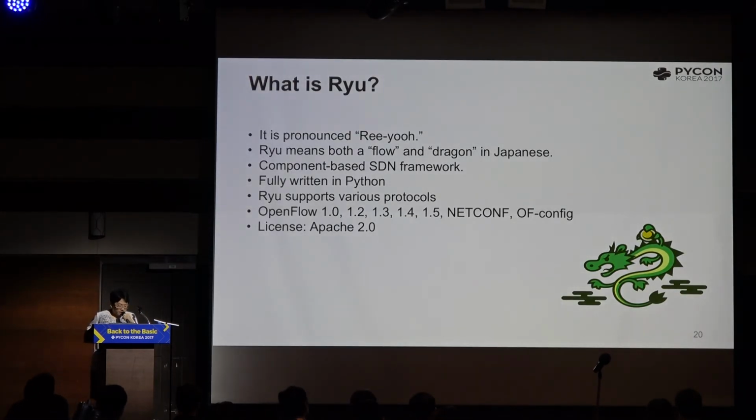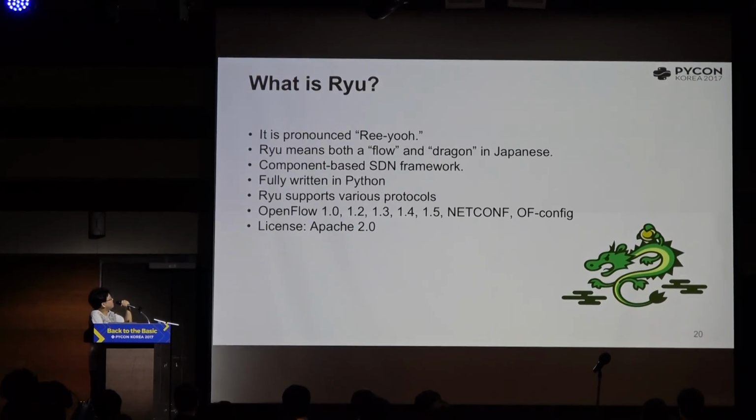Okay, now let's talk about Ryu. It is pronounced Ryu, and it means both flow and a dragon in Japanese. A friend of mine told me this dragon is long, so he said it's just flow, and I believe that. But it's in the English alphabet, so I don't think that really matters.